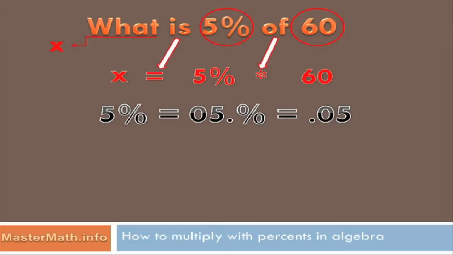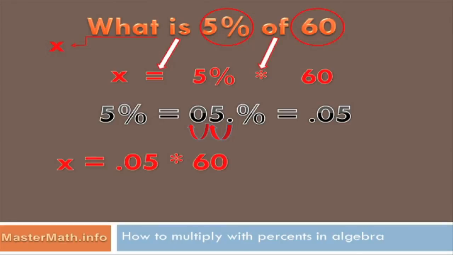How do we get there? Well, we put a 0 in front of the 5 in 5%, and then we move that decimal 2 to the left, and it becomes 0.05. And we take our percentage sign away, and 5% equals the decimal 0.05.